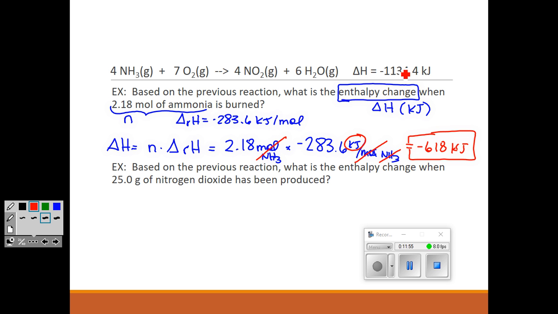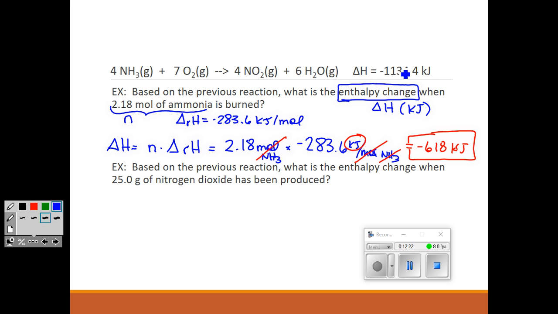This time, because I had a measured value, that 2.18 moles, it's not coming from the balanced reaction. That actually has 3 significant digits in it. That's why I gave 3 digits in my answer. Now that one is pretty straightforward because you only had to do one step of calculation. The second one asks you to do a bit more.